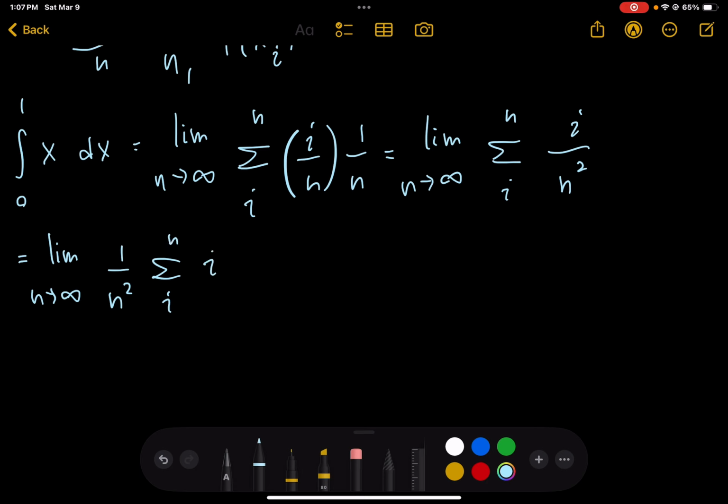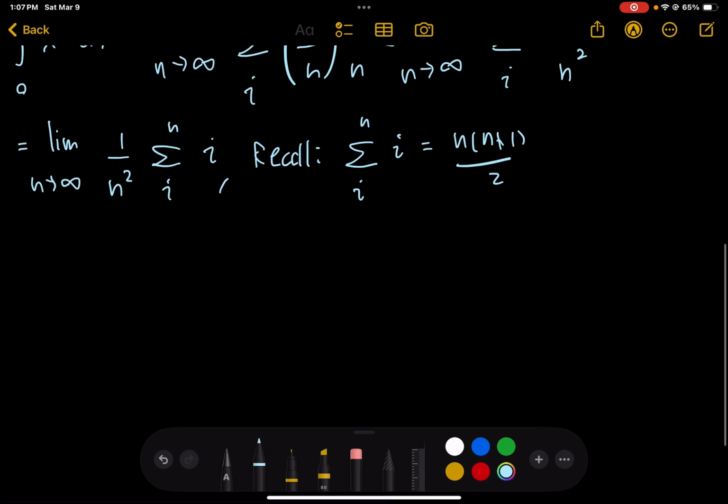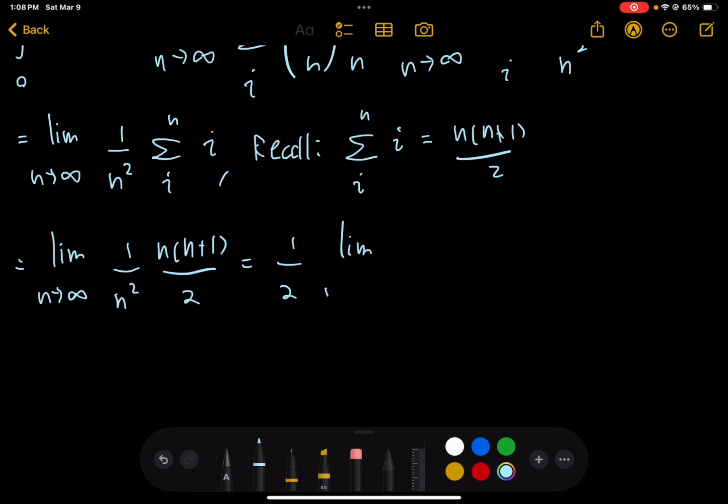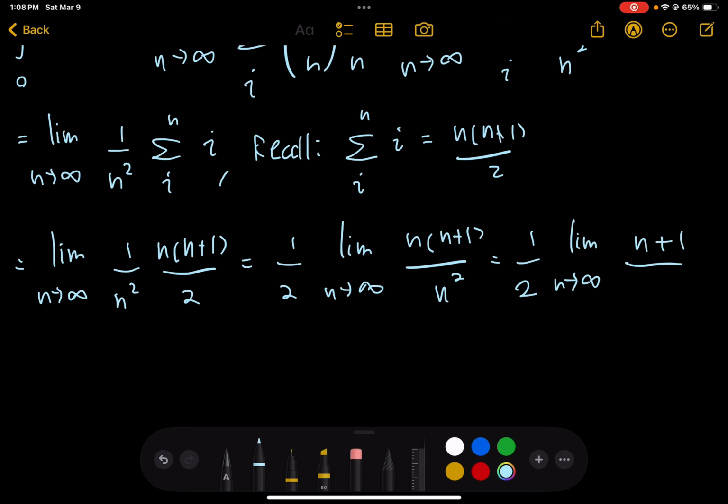And we have to recall that the sum from i to n of i is n times n plus 1 over 2. So we have the limit as n approaches infinity of 1 over n squared, n times n plus 1 over 2. We could factor out the 1/2: the limit as n approaches infinity of n times n plus 1 over n squared. And one of the n's cancels at the bottom, so we have 1/2 the limit as n approaches infinity of n plus 1 over n.